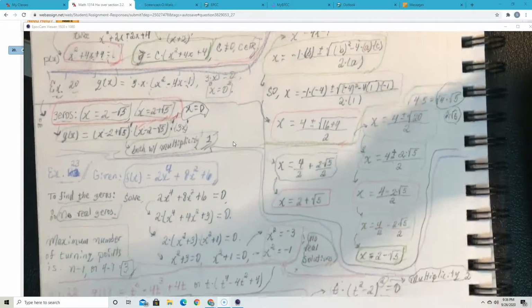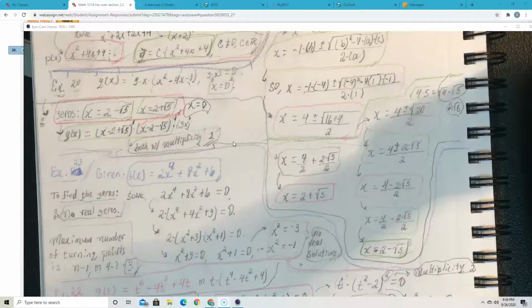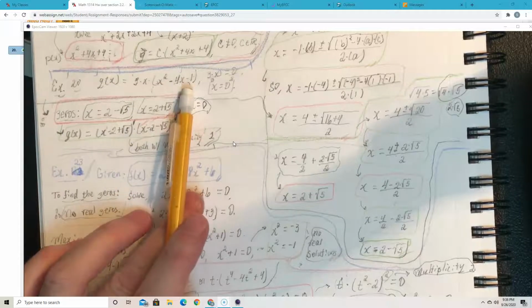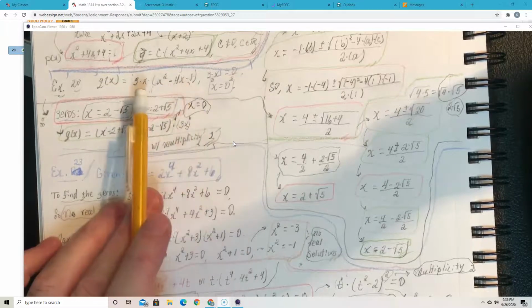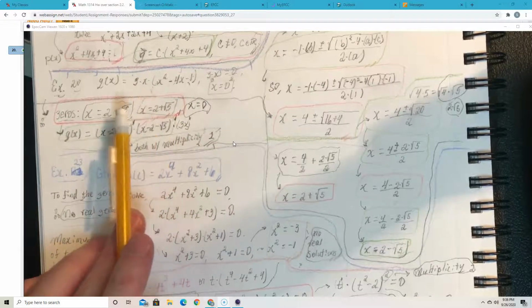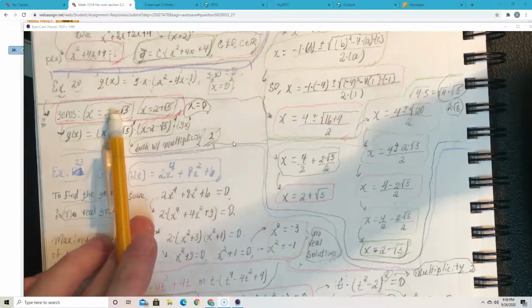And so for our problem 20, we were asked to find the zeros of this equation right here, which is a polynomial. We did. We have right here x equals 0, x equals 2 plus the square root of 5, and x equals 2 minus the square root of 5.